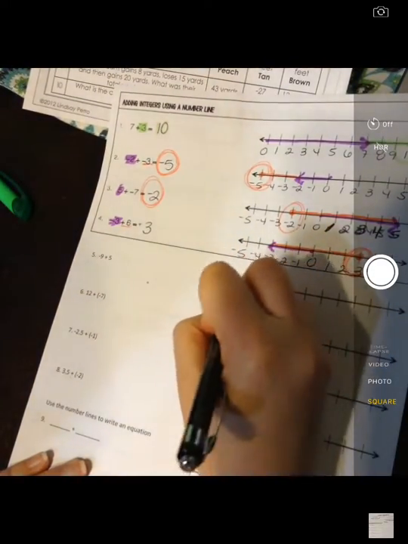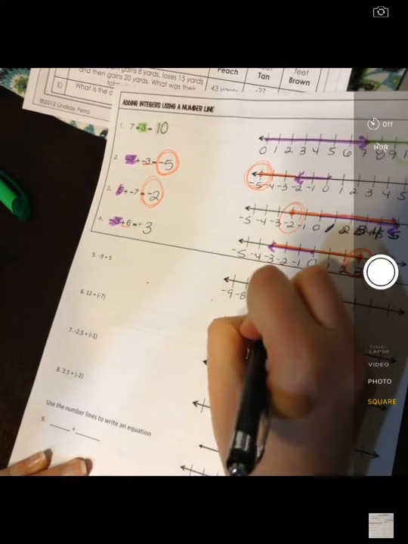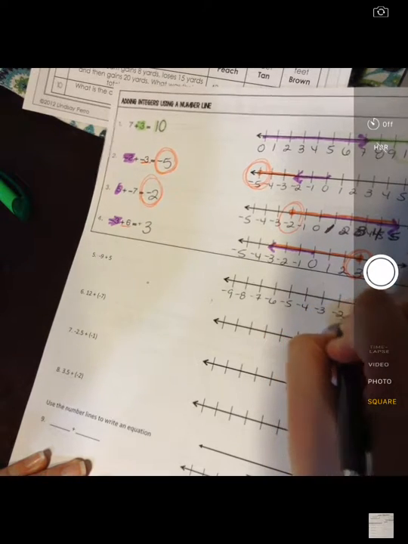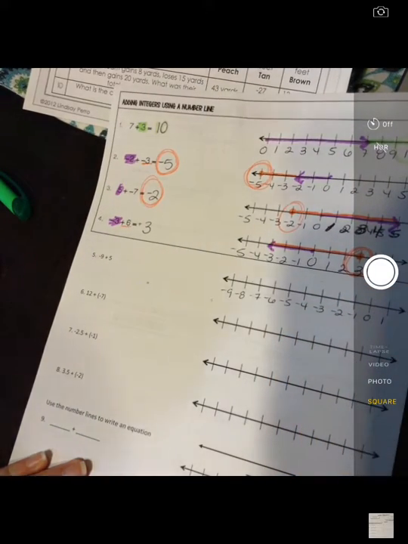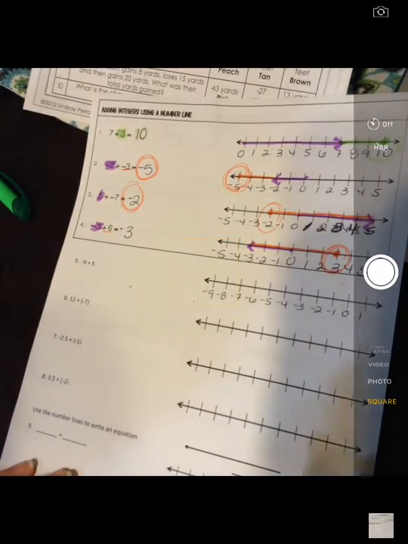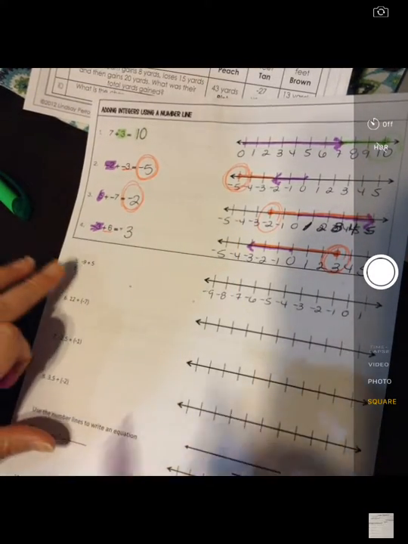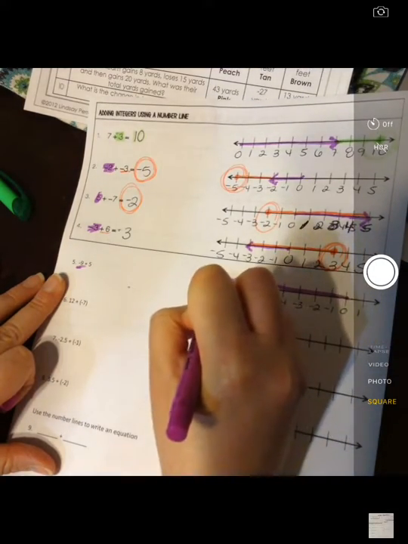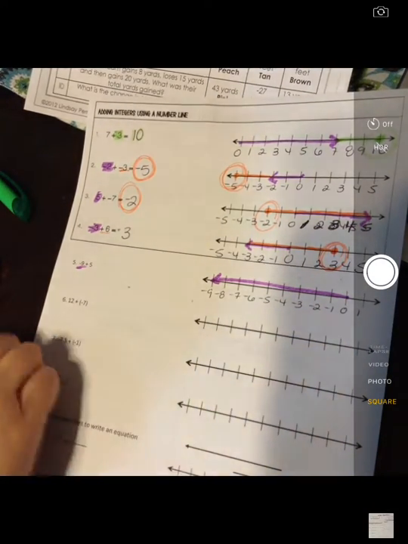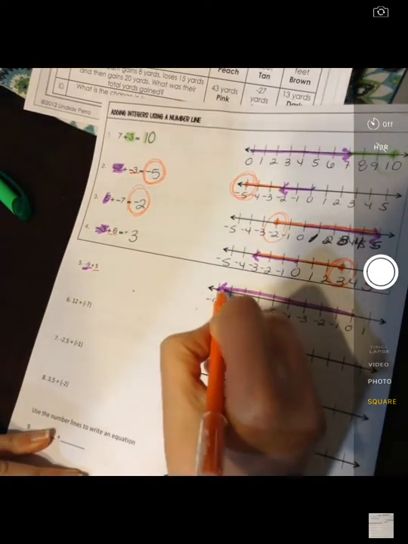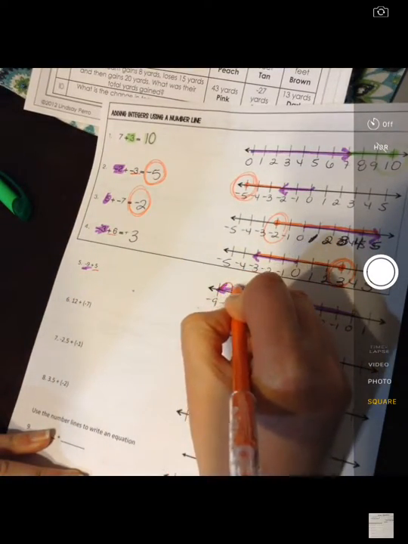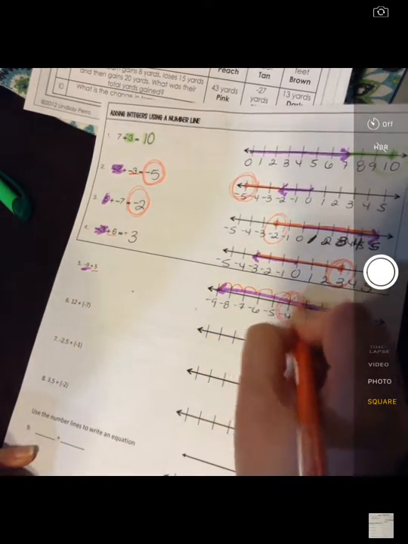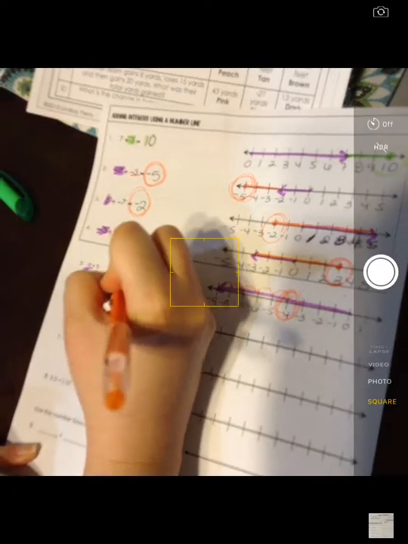I'm going to start with -9, -8, -7, -6, -5, -4, -3, -2, -1, 0, and 1. It says we are starting at -9, so from 0 down to -9, and then up 5 units. So up from -9, 1, 2, 3, 4, 5. So I have now landed on -4.